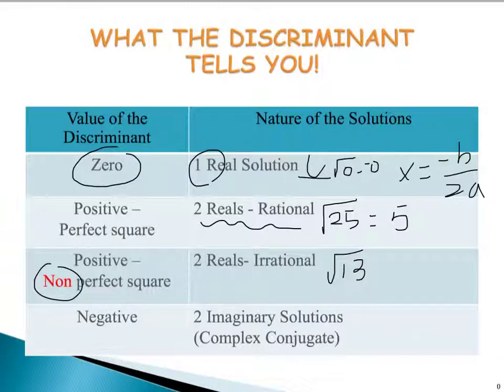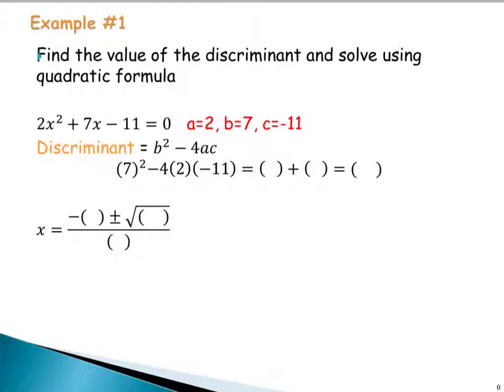And the last situation, when the discriminant is negative, you get a negative number under the square root. That means two complex conjugates. So you're going to get two imaginary solutions. Let's have some examples so the concepts are more tangible.